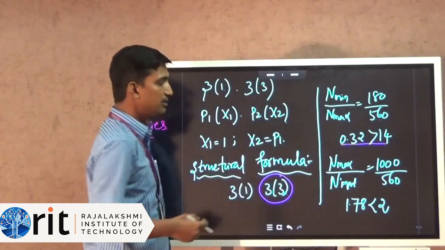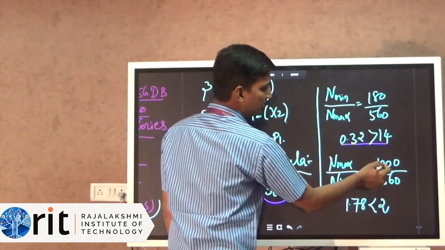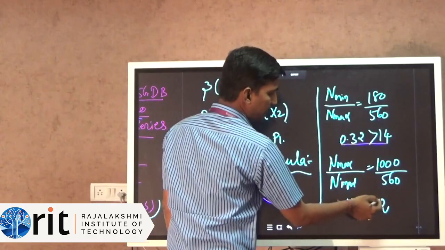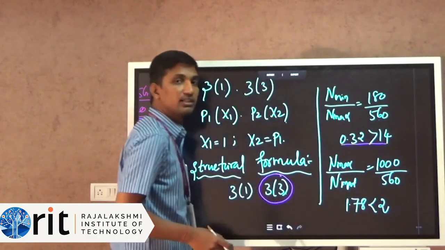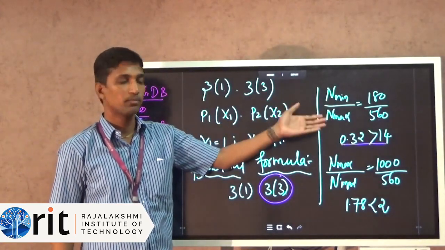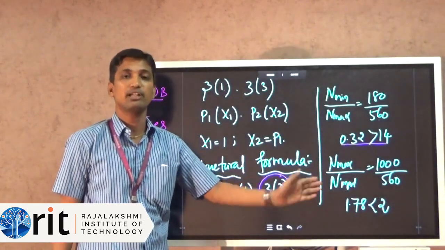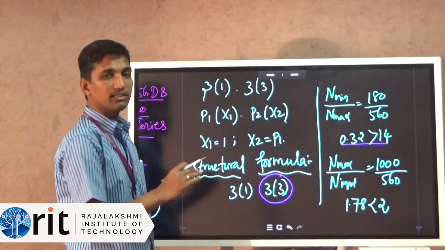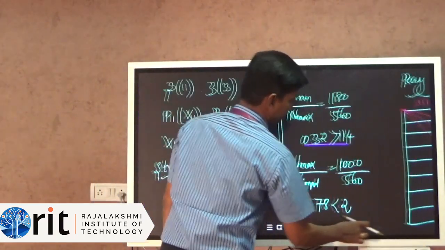Similarly, n max divided by n minimum. The n max value, I am going to choose as 1000 divided by 560. By dividing that, I am getting the value as 1.78, which is lesser than 2. Now, the minimum value always should be greater than 0.25, and the maximum value always should be lesser than 2. This is the proper calculation we are supposed to do in order to find the ray diagram.